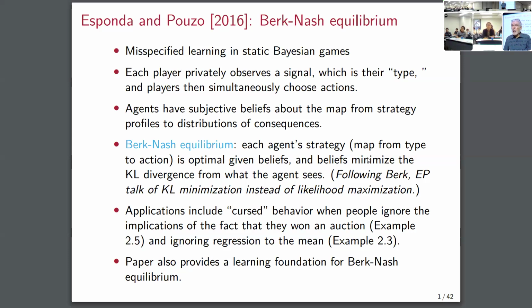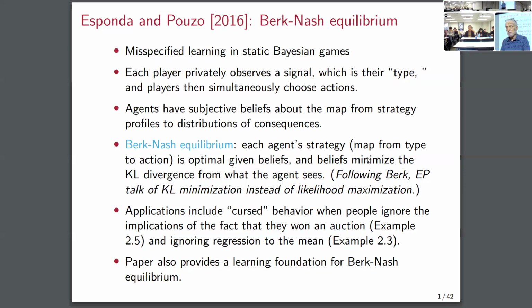So in Bayesian-Nash equilibrium, players' beliefs are correct. Now we're going to relax that and say players' beliefs minimize the KL divergence from the truth. And so it makes sense as a generalization of Bayesian-Nash equilibrium. We call it Berk-Nash equilibrium because of Berk's result on the divergence of misspecified equilibrium. And they talk about KL, Kullback-Leibler divergence minimization instead of likelihood maximization, which is actually, I think, simpler and less confusing. I think the reason they do this is because Berk's paper talks about KL minimization. So anyway, that's Berk-Nash equilibrium.